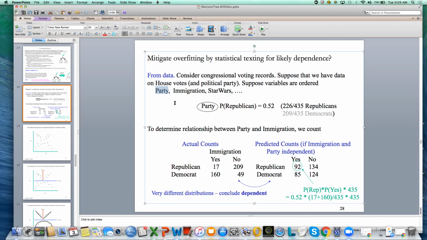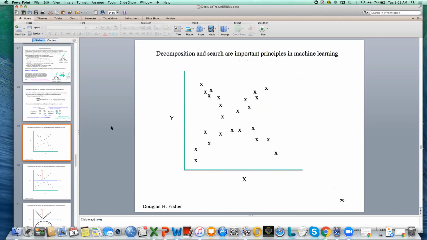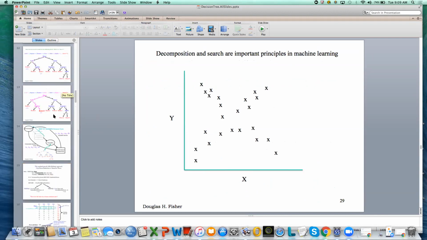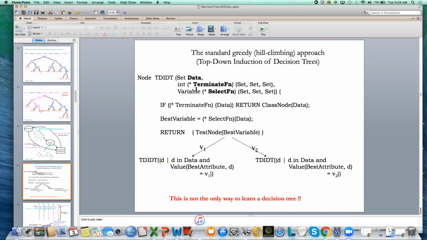So that's an example of a statistical test that could be used. There's actually lots of different variations on both the selection measures and the termination conditions. So the information theoretic measure was something we used for selection. The termination function, we started off by thinking it might just look for pure classes, but it also might do a statistical test here to see whether there was a statistical justification in doing the split. If there's not, then you just return the class node.